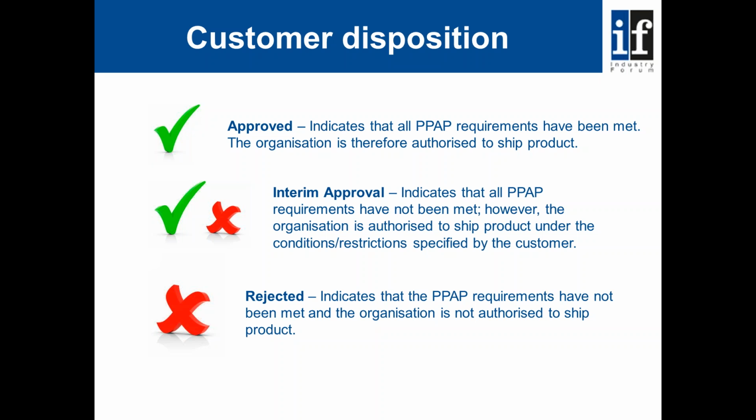In the worst situation, then we could have rejected. This typically means that the product supplied does not meet specification and that the customer is not able to issue a concession to accept the goods. So rejected indicates that the PPAP requirements have not been met and that the organisation is not authorised to ship product.